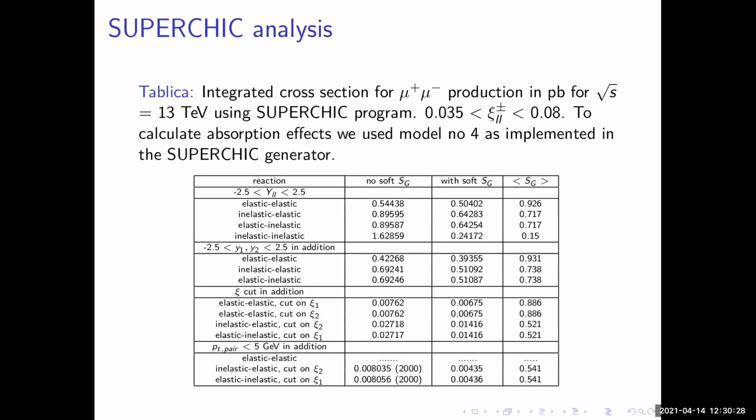Now I will go to SuperChic calculations, and I want to show the result of gap survival. We did such calculations, and I will show gap survival and concentrate on this block. You see that for elastic scattering, gap survival is relatively large, and it is much smaller for the inelastic case, where it is about 0.7. If we put cuts in addition on the proton, then this is even lower, about 50%. I will not discuss this more.